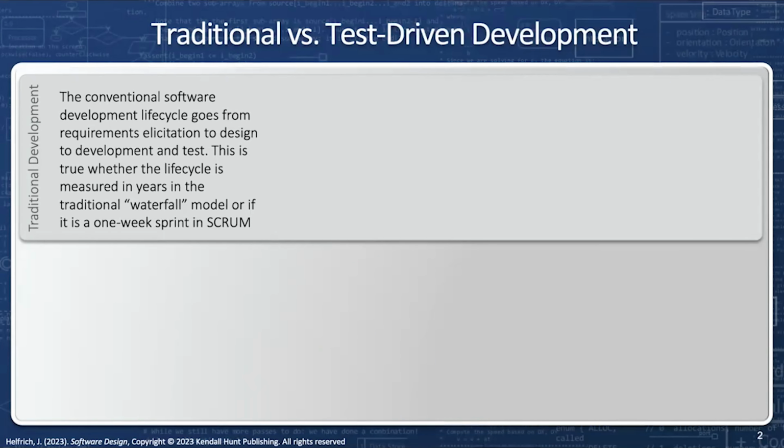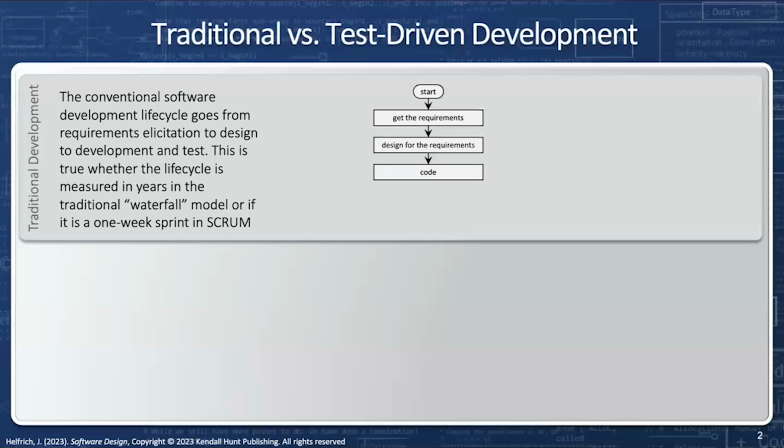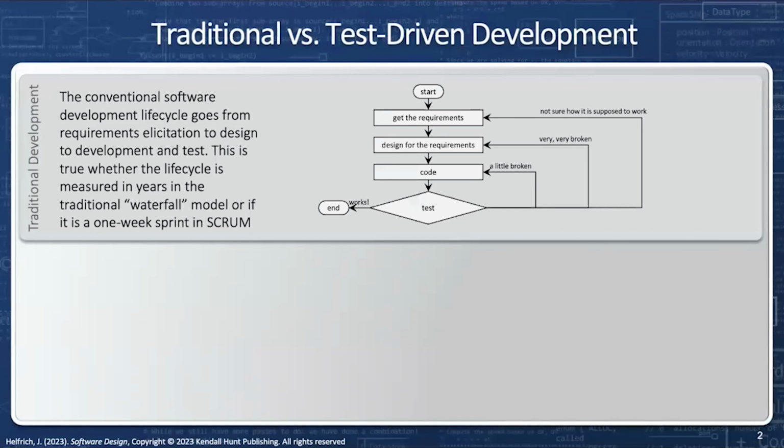The conventional software lifecycle model goes from requirement solicitation to design to develop and to test in one big go. This is true whether the lifecycle is measured in years in the traditional waterfall model or one-week sprints in Scrum. So you start, gather all the requirements necessary for the entire project, then design for the entire project, then write all the code for the entire project, and then you start testing it. If it works, you're done. If it's a little broken, go back and fix the code. If it's really broken, go back and design again. And if it's really, really broken, then you're supposed to go back and get the requirements again.